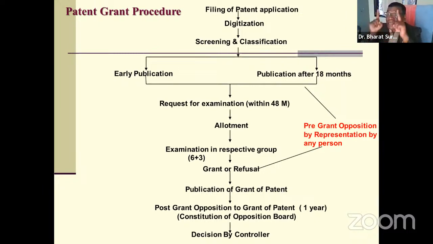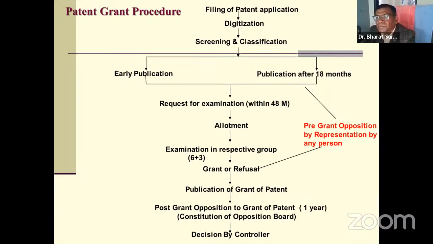Once published, anyone can oppose; that is called pre-grant opposition. There are grounds under Section 25(1) of the Patents Act. You can come up with any ground, file a pre-grant opposition, and we deal with that. If you request examination, we allot it to the examiner and controller. The examiner carries out formal and technical objections, makes the list and forwards it to the controller. The controller again modifies, deletes, adds objections, makes the final list and sends it to the applicant or the applicant's agent, meaning lawyer or attorney.